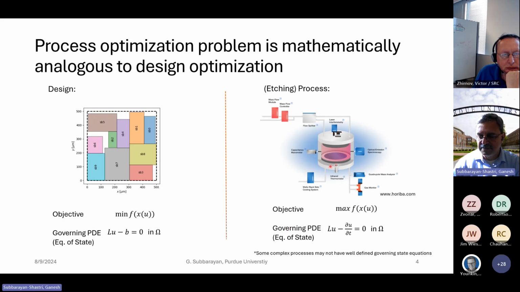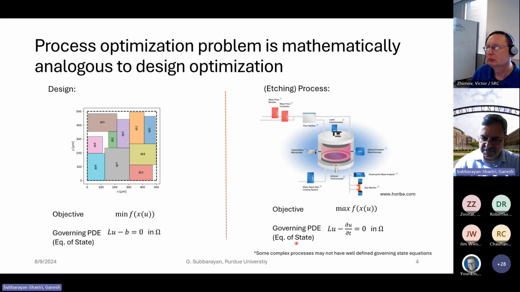Similarly, if I take a process, I might want to optimize the etching rate. That might be my objective, and so I might want to maximize my etching rate. But it's also governed by PDEs that tell me the flow as well as temperature distribution inside the chamber. So in many ways, if you look at it purely from a mathematical point of view, they are quite analogous. So whatever procedure one comes up with for design optimization, one can apply for process optimization. This is going to be my thesis.